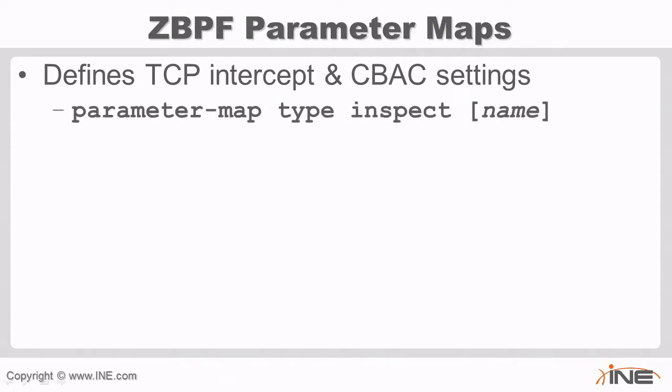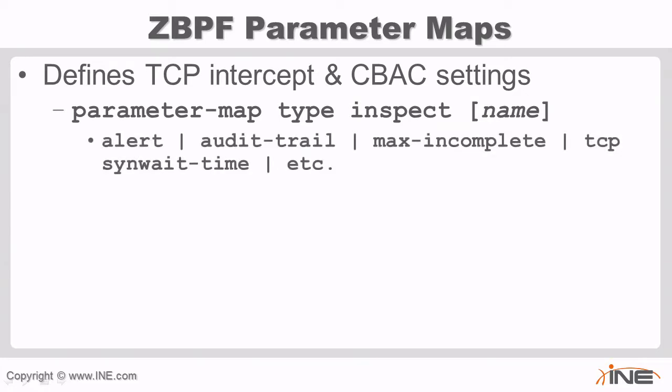So in order to change these types of parameters, we're going to define a parameter map that, like the previous class maps and policy maps that we saw, is going to be of type inspect. And this is where we would change options like the maximum incomplete TCP sessions, the TCP SYN wait time, the TCP FIN wait time, etc. We also have an option here to turn on alerting, which is going to generate log messages based on the parameters that we define, and the audit trail, which is going to show us a verbose log of the actual TCP connection that is occurring from the client to the server.